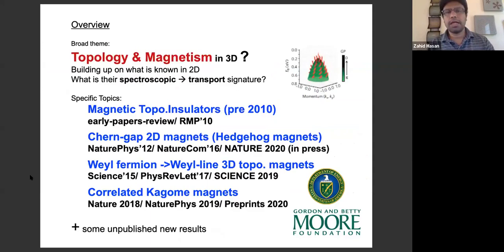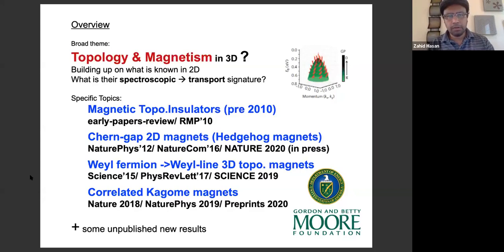Okay, so this is the overview of the talk, which will focus primarily on our knowledge of 2D topological magnets, how much we can explore, how much we can realize topological magnetism or topological band structure in three-dimensional magnets, and how magnetism could play a critical role in realizing the topological twist. I will be mostly focusing on spectroscopic signatures, and at some point I'll insert some transport signatures in connection to the spectroscopic studies in support of that, but it will be primarily a spectroscopic study.